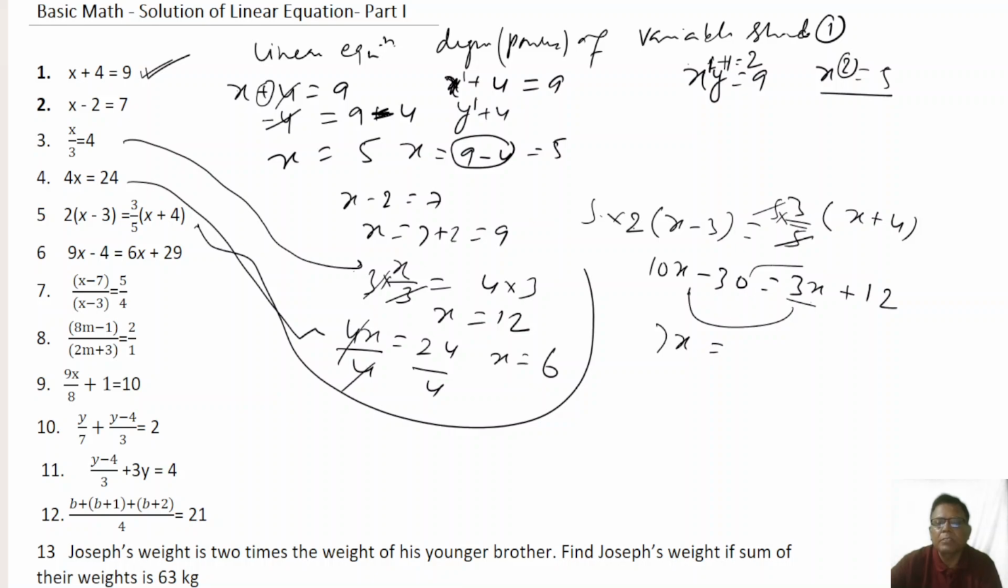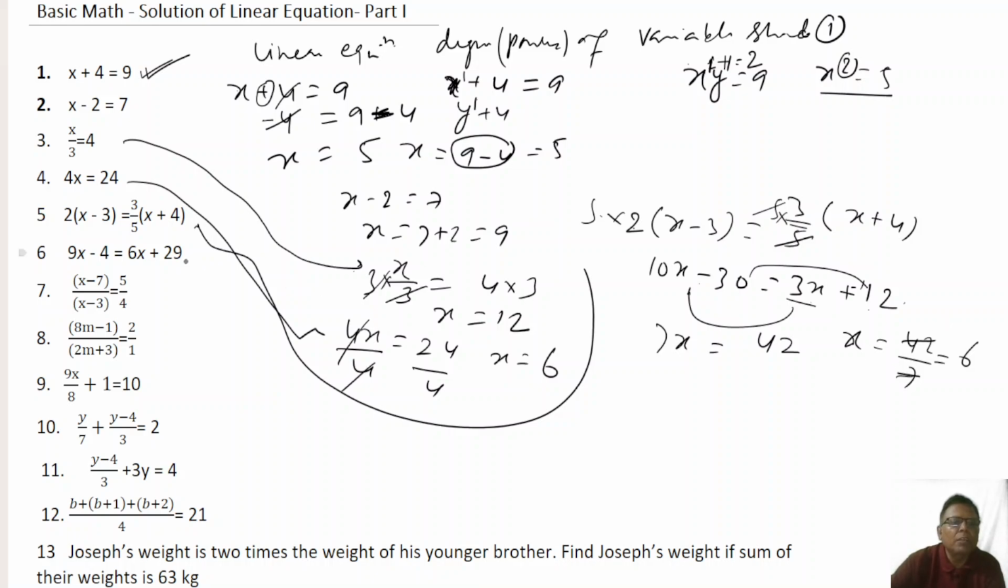So this you take to this side, then 10x minus 3x is equal to 7x, and this one to this side. Then 30 plus 12. This is negative, so on that side it will be positive. So 30 plus 12 is 42. So x is equal to 42 by 7, which is 6.